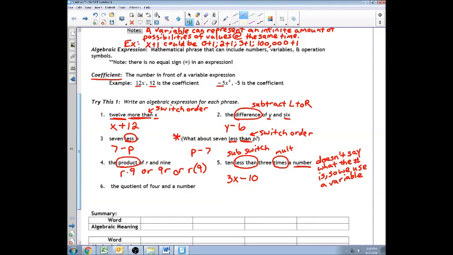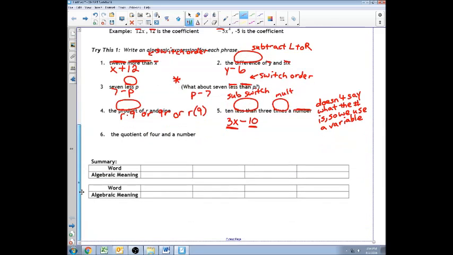So this 3x is our 3 times a number. Here's our 10. The subtraction in between it came from the less than. Number 6, I have the quotient of 4 and a number.